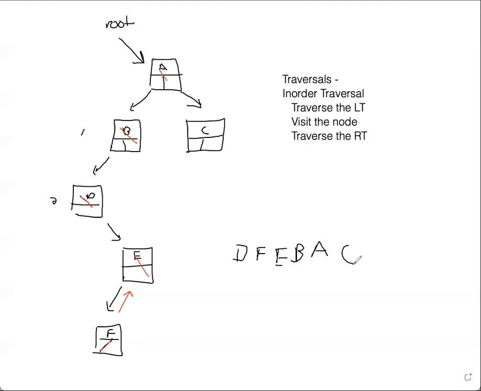So for the pre-order traversal, we do a visit, then left, then right. The pre-order traversal always starts with the root node. So we visit, then we go left. We've gone left. So now we're at B, we're at a new node. So again, we do a B.